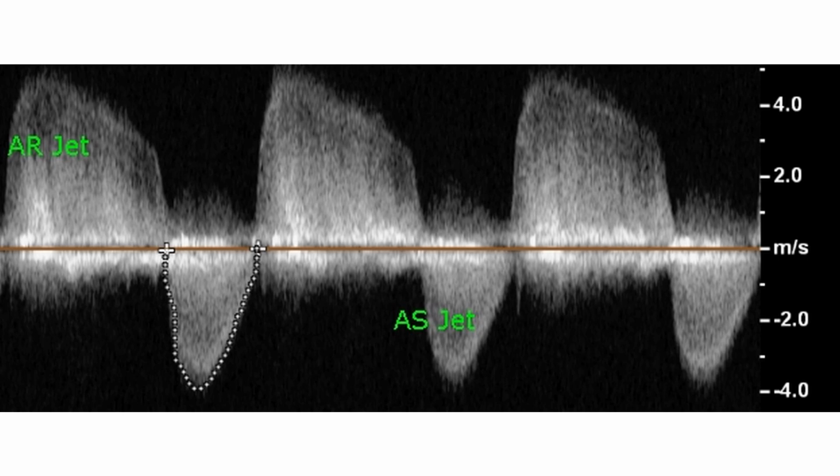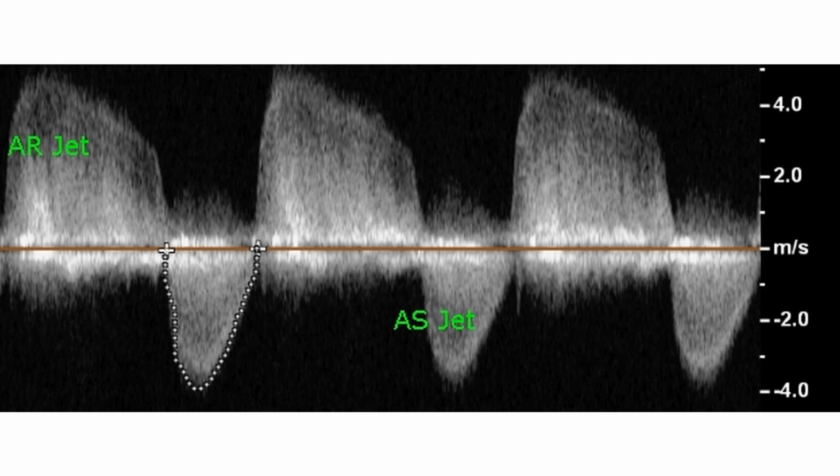In acute aortic regurgitation, as there is no chance for the left ventricle to dilate and accommodate the regurgitant flow, the left ventricular diastolic pressure rises rapidly and equates with aortic diastolic pressure.